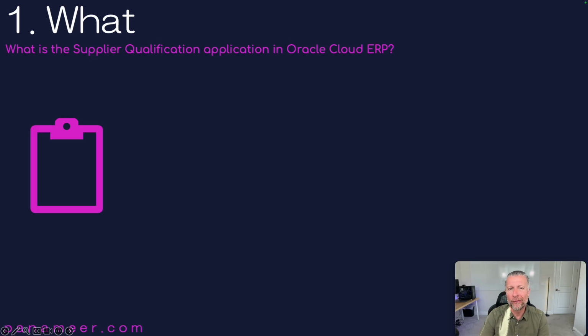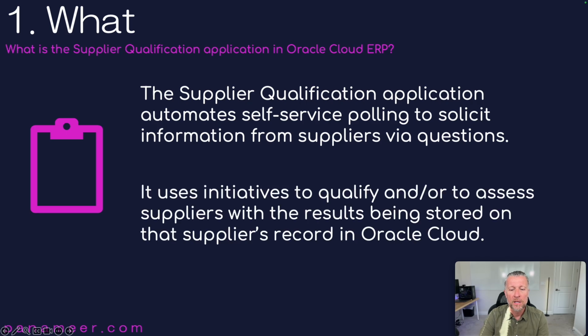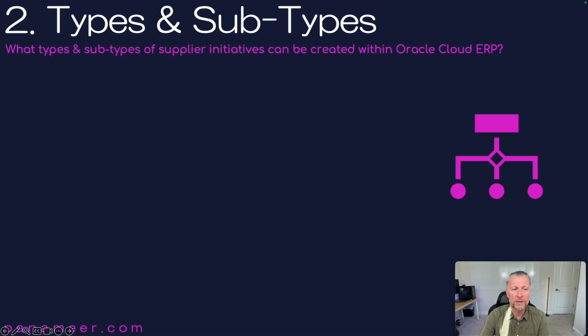Slide 1. What is the Supplier Qualifications application in Oracle Cloud ERP? The Supplier Qualification application automates self-service polling to solicit information from suppliers via a question or questionnaire type framework. It uses initiatives to qualify and/or assess suppliers, with the results being stored at that supplier's record in Oracle Cloud.